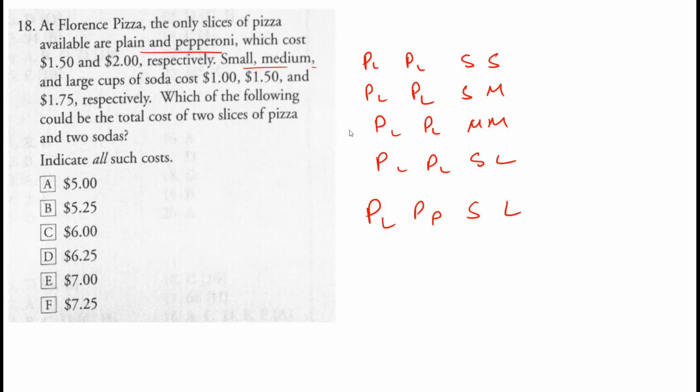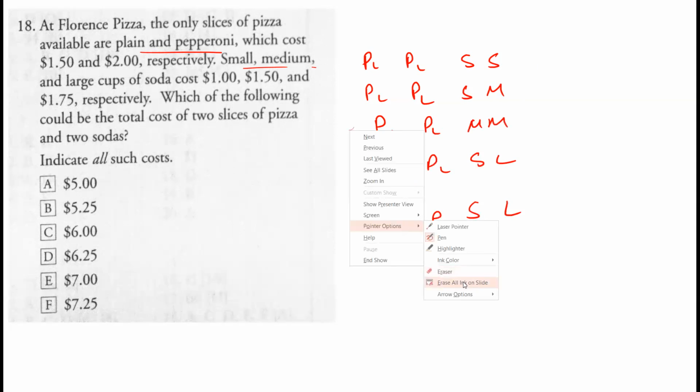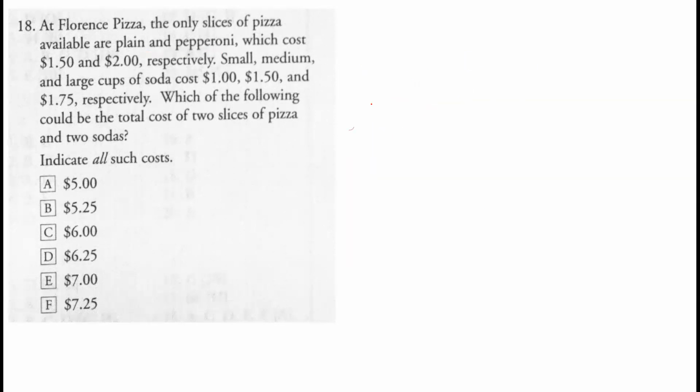But obviously, we won't be doing all the possibilities, we will be using our intuition. So what will be the cheapest thing you can buy? Or the cheapest combination would be what? The cheapest combination would be 1.5 pizza, 1.5 pizza, and then 1 and 1. So 1.5 plus 1.5 plus 1 plus 1 is equal to 5. So 3 plus 2 equals 5. So option A is possible.